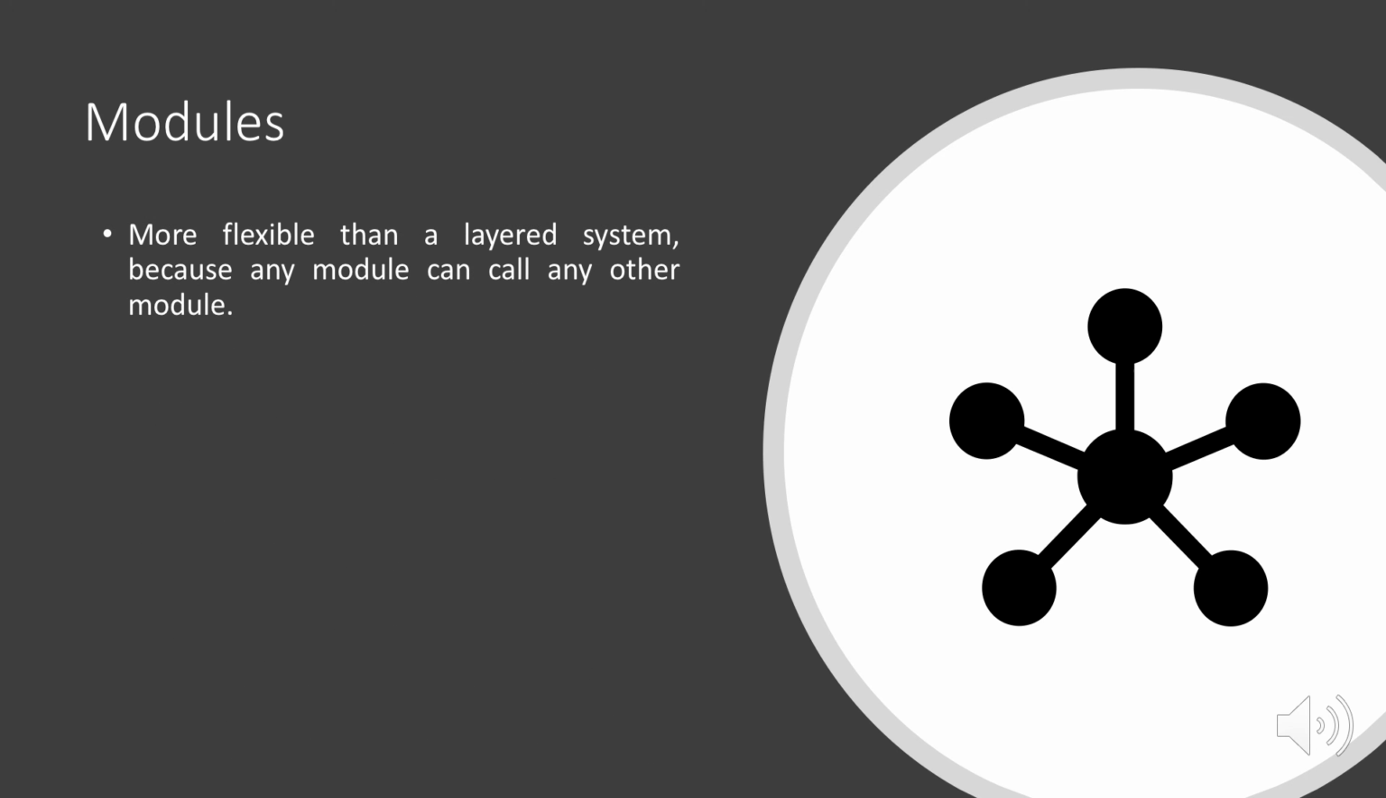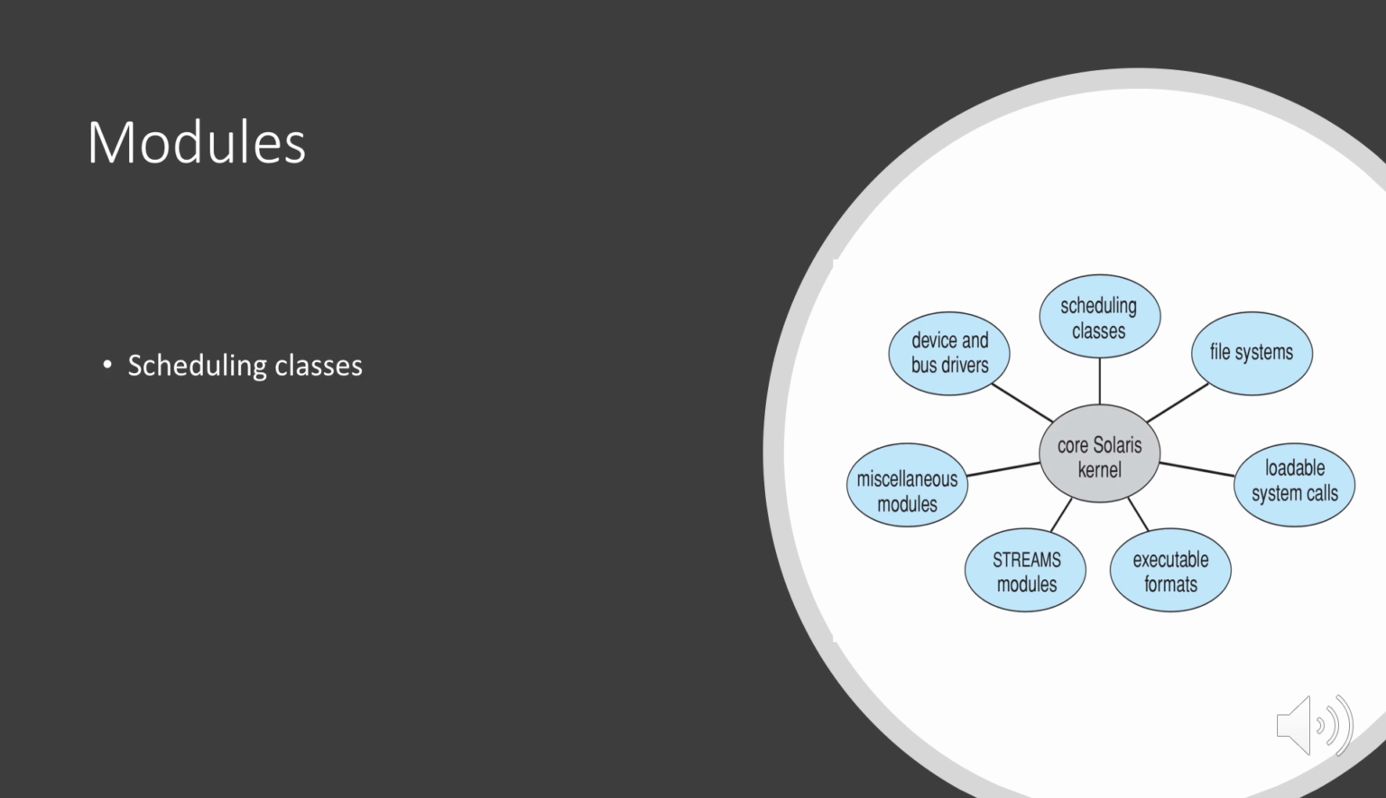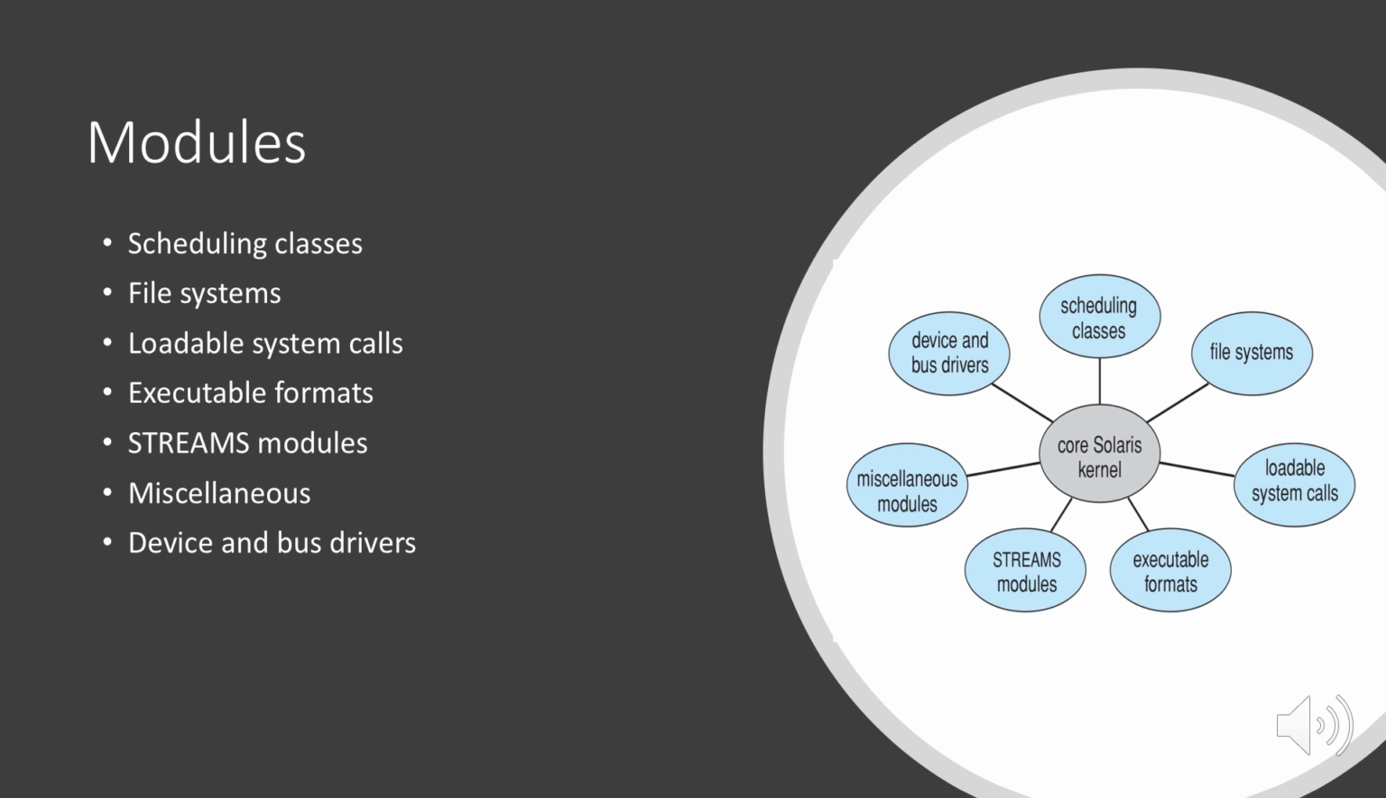The overall result resembles a layered system in that each kernel section has defined protected interfaces, but it is more flexible than a layered system because any module can call any other module. The approach is also similar to the microkernel approach in that the primary module has core functions and knowledge of how to load and communicate with the other modules. But it is more efficient because modules do not need to invoke message passing in order to communicate. Examples include scheduling classes, file systems, loadable system calls, executable formats, stream modules, miscellaneous, and device and bus drivers.